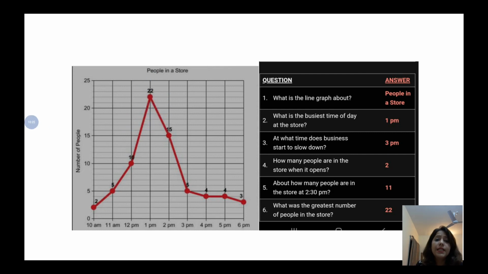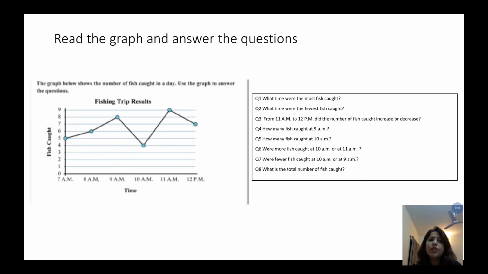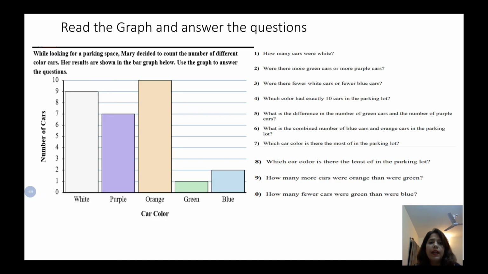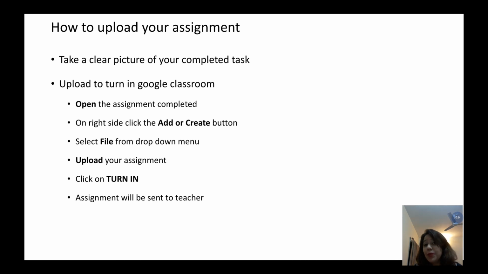So this is how we will be doing the worksheet, that we have to observe the graph and then we can answer the questions. I hope you're ready for your written task. This is your written task. You have to observe this line graph and answer these questions. And this is the bar graph. Observe it and then answer these questions. And then upload your assignment. I am waiting for your assignments, dear students. Happy learning.